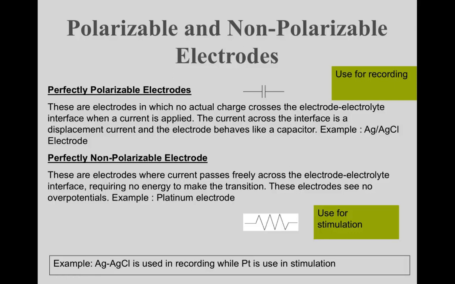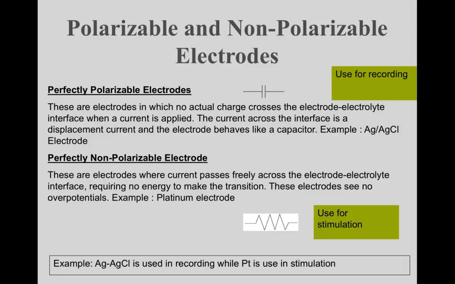An example of a perfectly polarizable electrode is a silver-silver chloride electrode. And typically these electrodes tend to be used for recording. So in my lab we have a number of silver chloride electrodes that are used with my EEG system.